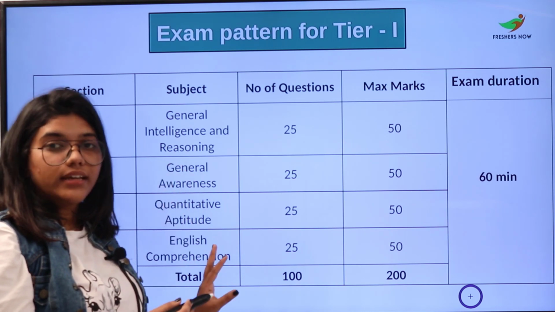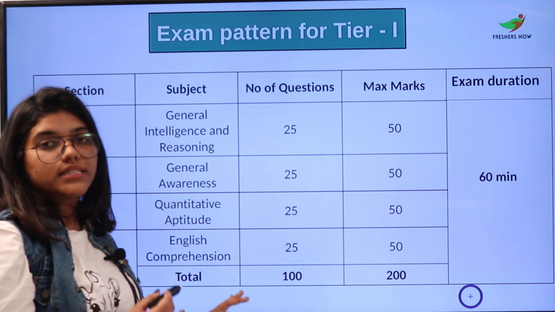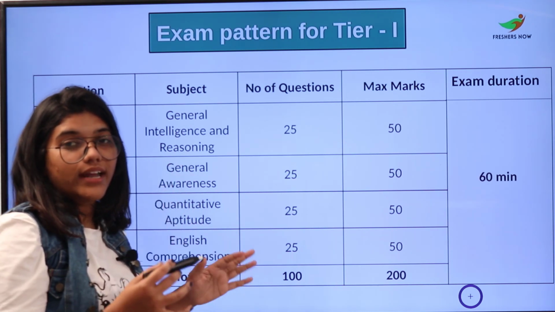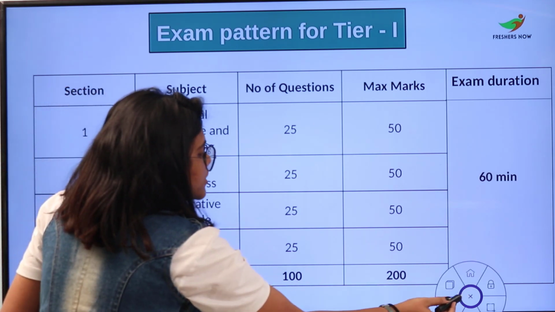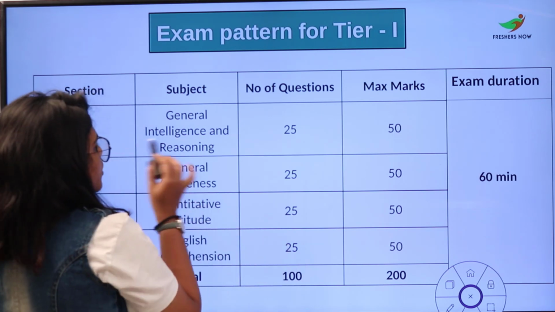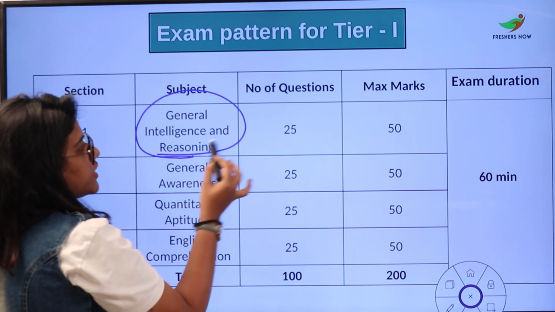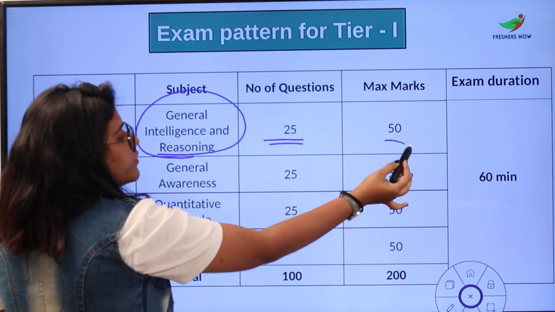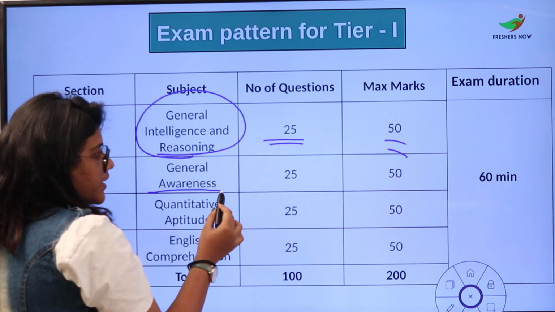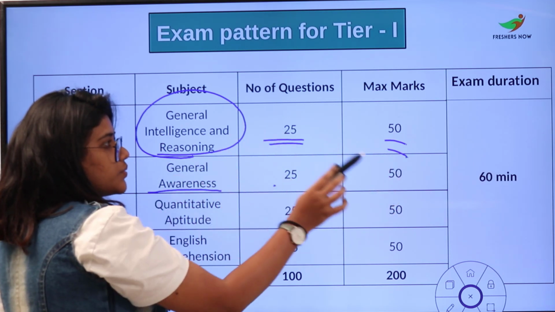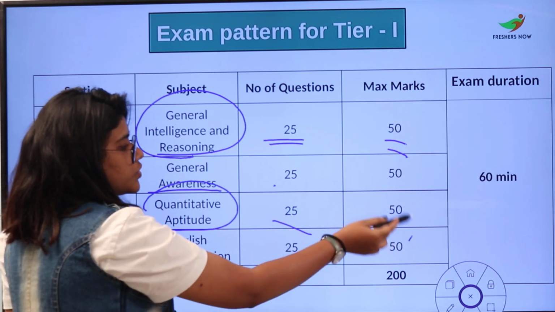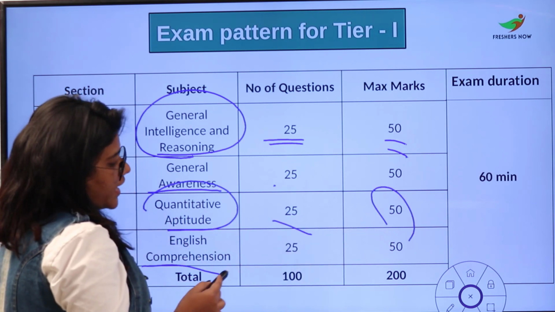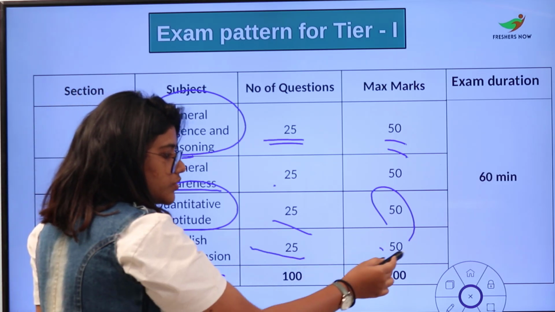Stick onto the screen so that you will know and not miss any details, or you might not get misled by the details that you have already heard. Now the exam pattern is as follows. For section 1, it is general intelligence and reasoning with 25 questions with 50 marks, and for general awareness, again you will have 25 questions with 50 marks. For quantitative aptitude, you will have 25 questions with 50 marks. For English comprehension, you will have 25 questions with 50 marks again.